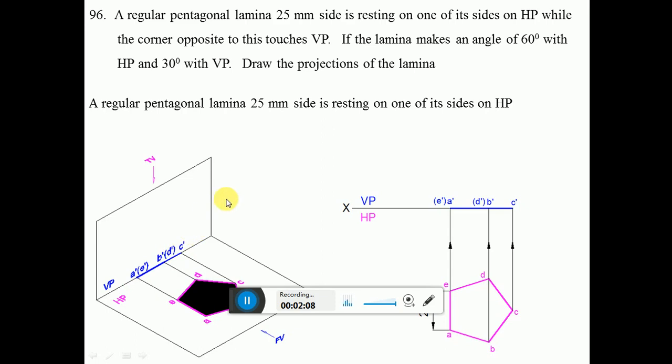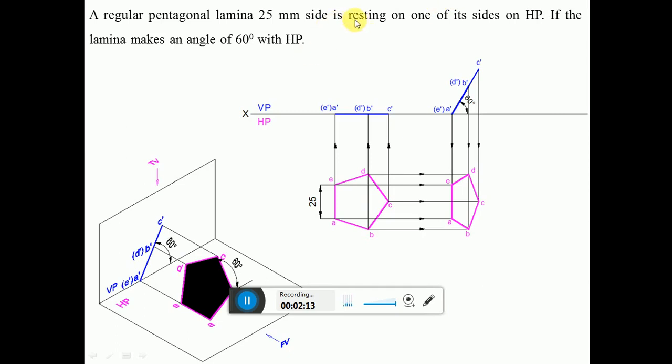So in the next position, if you go and see, the lamina is resting on one of its sides on HP and the lamina makes an angle of 60 degree with HP. So that means he says the surface inclination makes an angle of 60 degrees. Initially the lamina was parallel to HP, so now we are making the surface of the lamina inclined at an angle of 60 degrees to HP. Once the surface makes an angle of 60 degrees with HP, the lamina is still perpendicular to VP, so that is the reason why we are getting a line here.